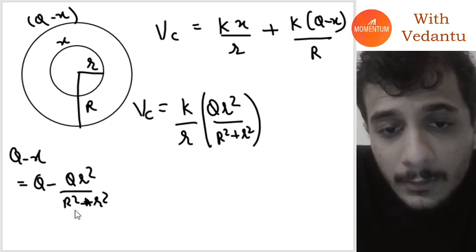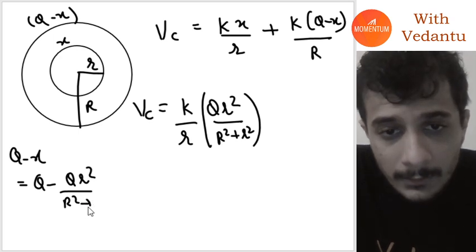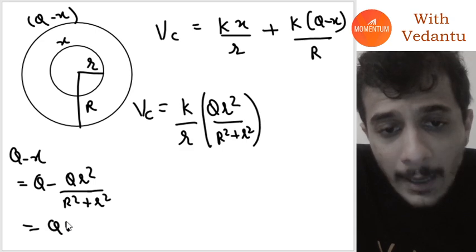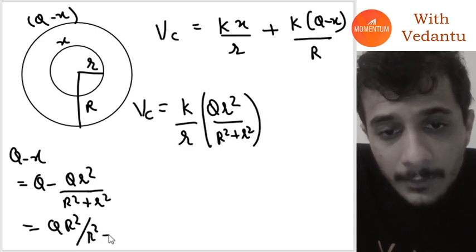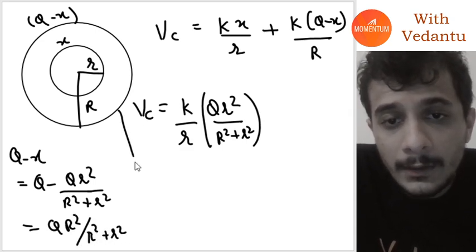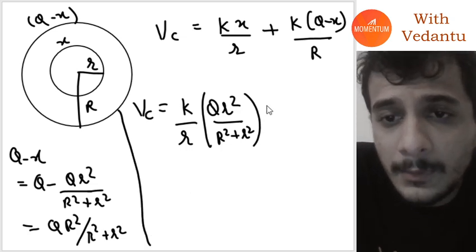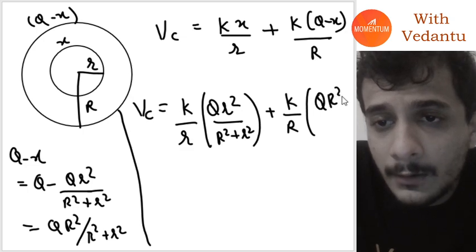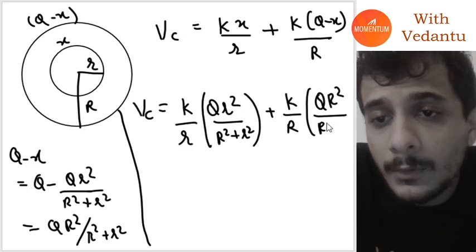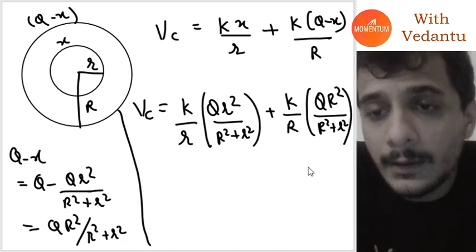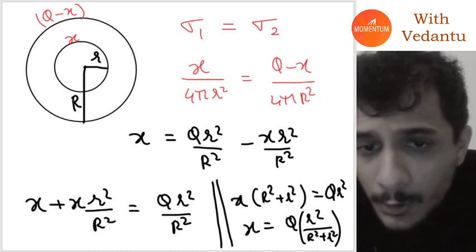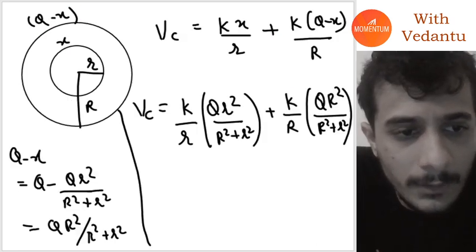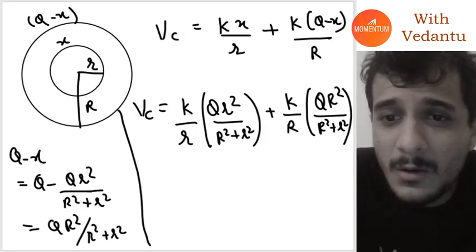If you calculate this, guys, this will just be equal to q capital R square upon r square plus r square. So let's substitute that here. So that will be plus k by R into q capital R square upon r square plus r square. If I am not wrong, am I wrong anywhere? No, how can I be wrong? I am always correct.